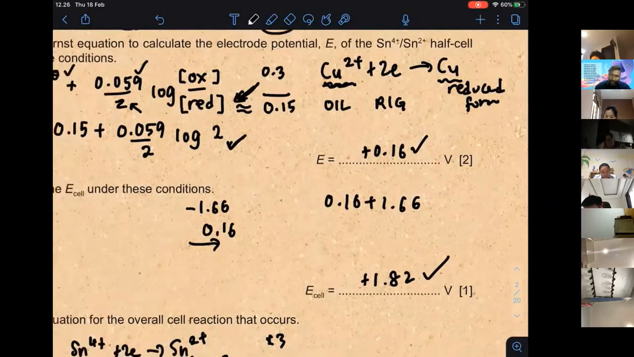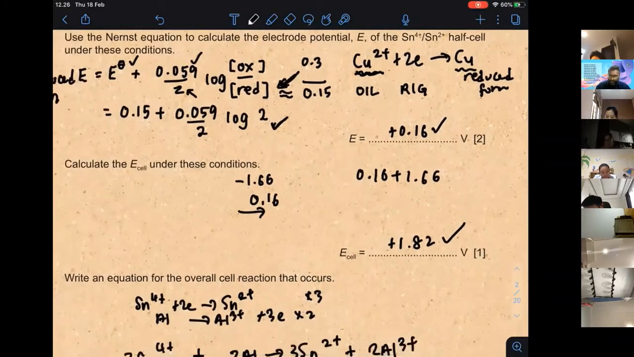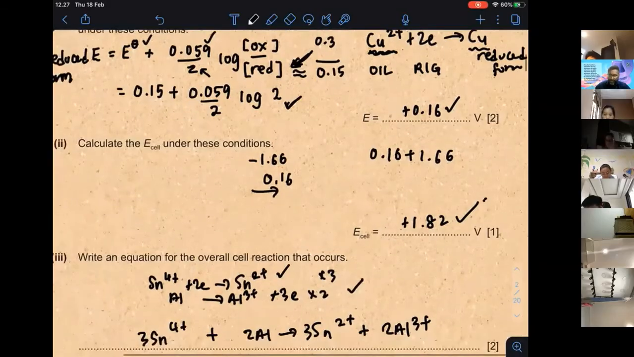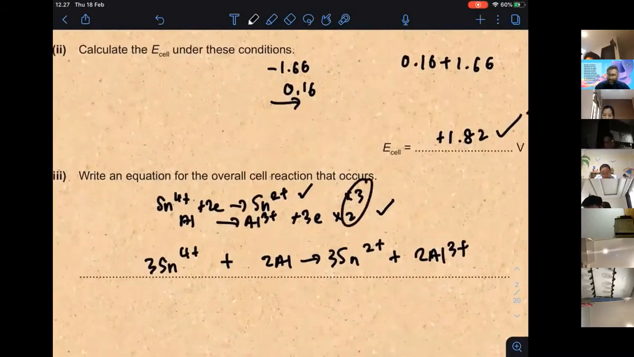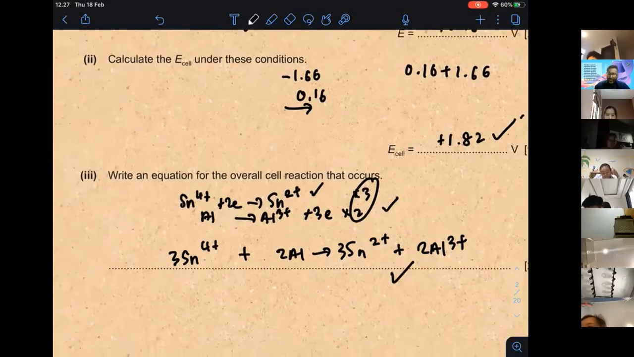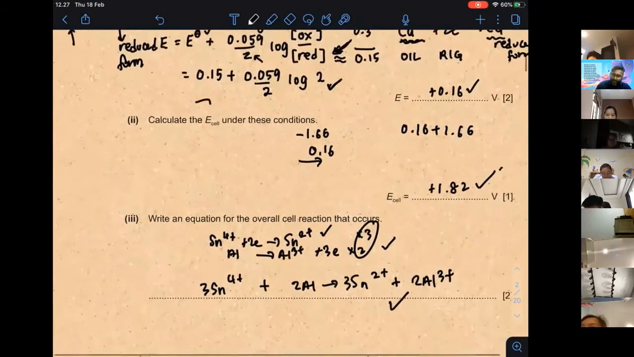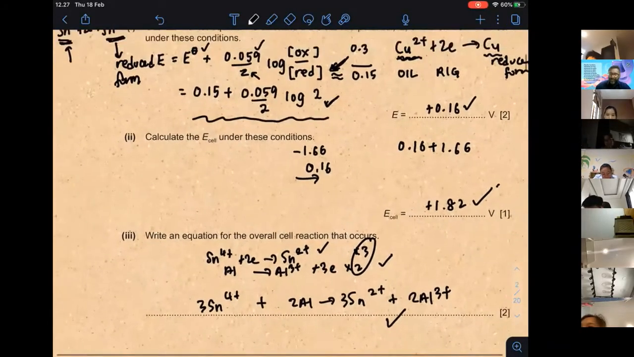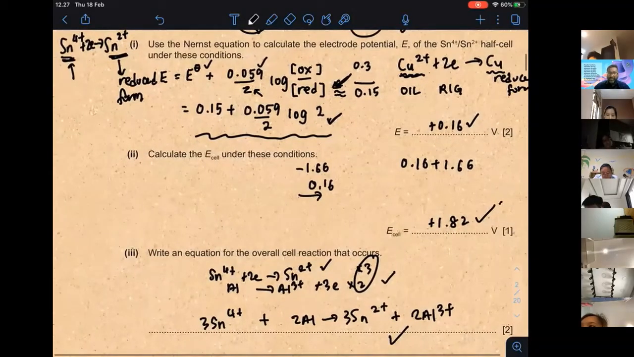And then writing the equation for the overall cell, based on how you calculate, this is going to go forward, this is going to go backward. Balance the electrons, and then you cancel the electrons and you will get this. Quite easy to get this answer. But what is going to be a bit difficult is this part. Please take note of this equation, the Nernst equation.